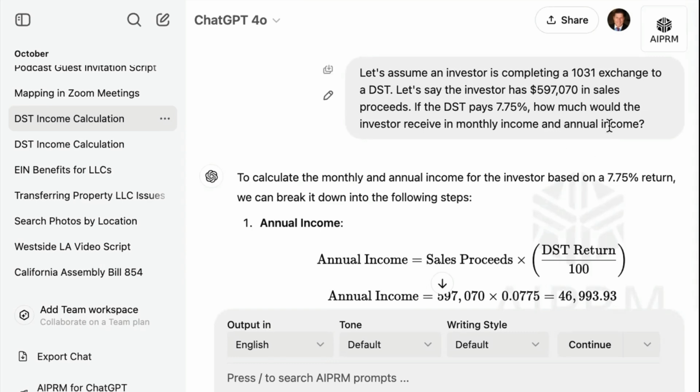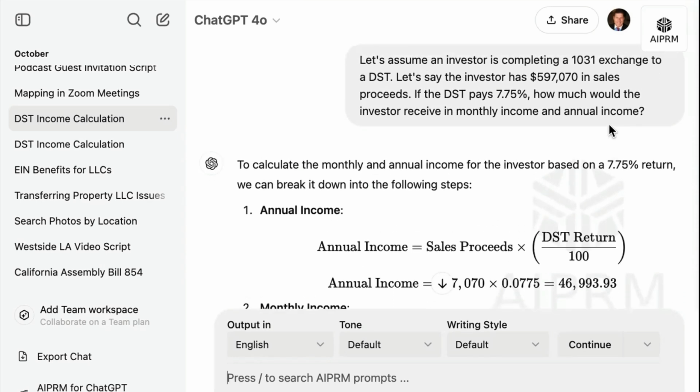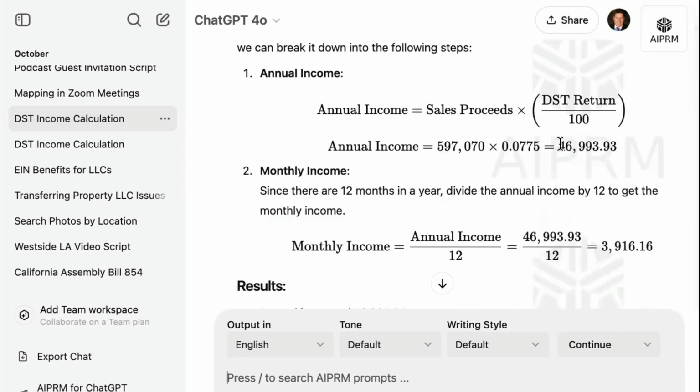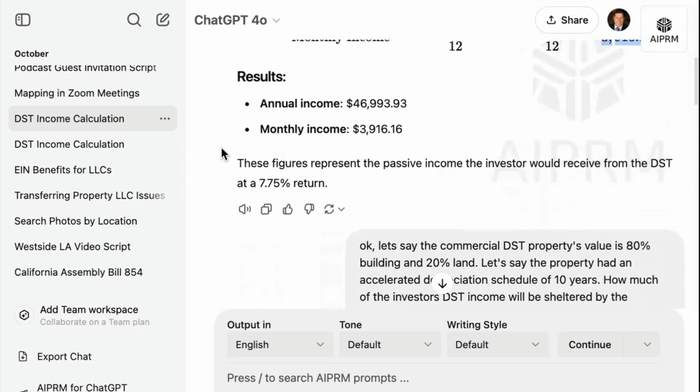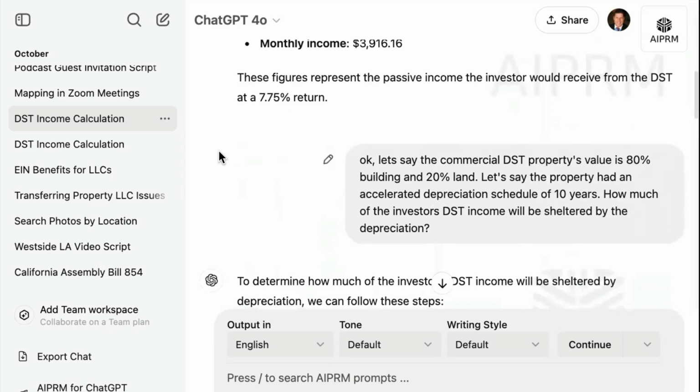So let's assume an investor is completing a 1031 exchange to a DST, and they are netting $597,000. If the DST pays 7.75%, how much is the investor going to receive monthly and annually? Well, the annual income calculated is $46,993. The monthly income is $3,916, which is pretty darn good. These figures represent the passive income the investor would receive from the DST at a 7.75% return.